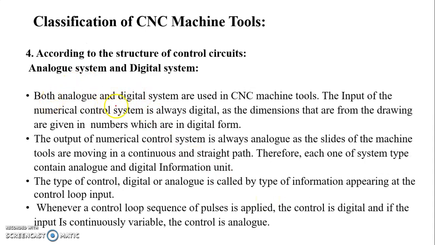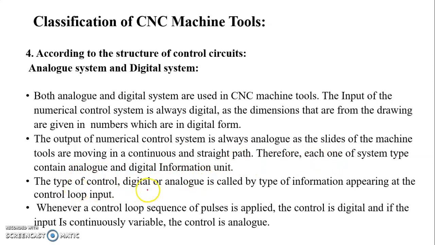Both analog and digital systems are used in CNC machine tools. The input of the numerical control system is always digital, as the dimensions from the drawing are given in numbers, which are in digital form. The output of the numerical control system is always analog, as the slides of the machine tools move in a continuous and straight path. Therefore, each type of system contains analog and digital information in it.